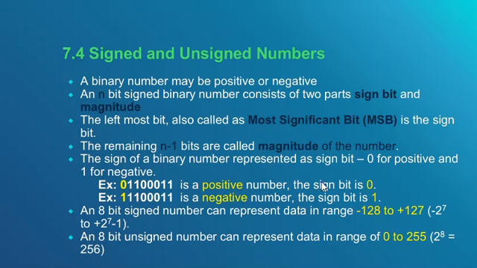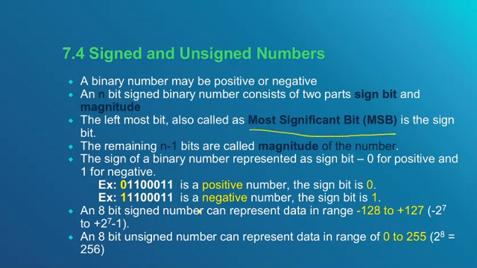So a binary number can be either positive or negative. In the binary system, it consists of n bits. In n bits, there are two parts: one is the sign bit, and the other is the magnitude bits. The leftmost bit, which we call the MSB, the most significant bit, is used as the sign bit.